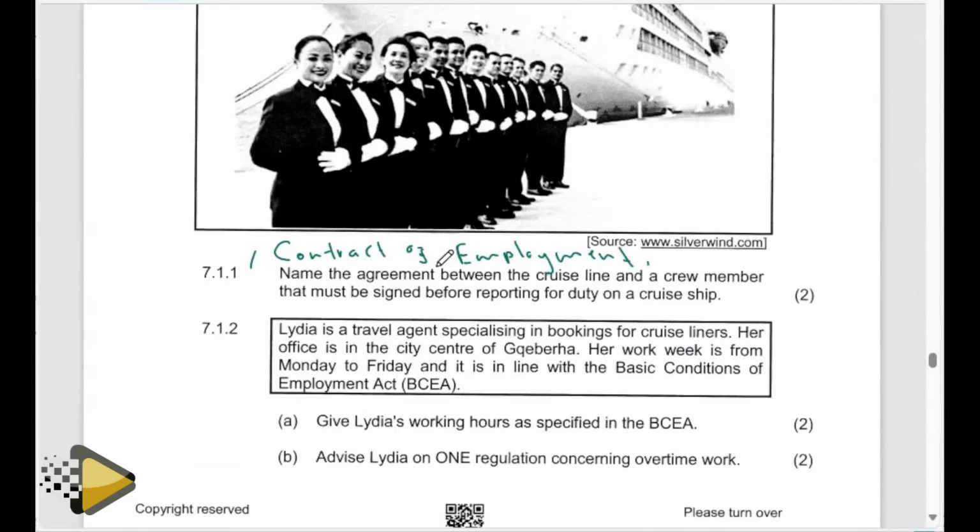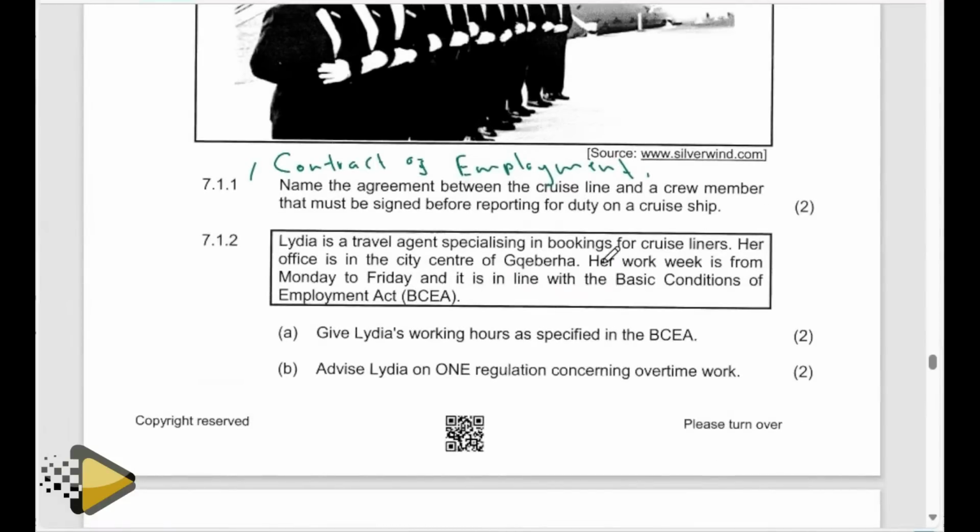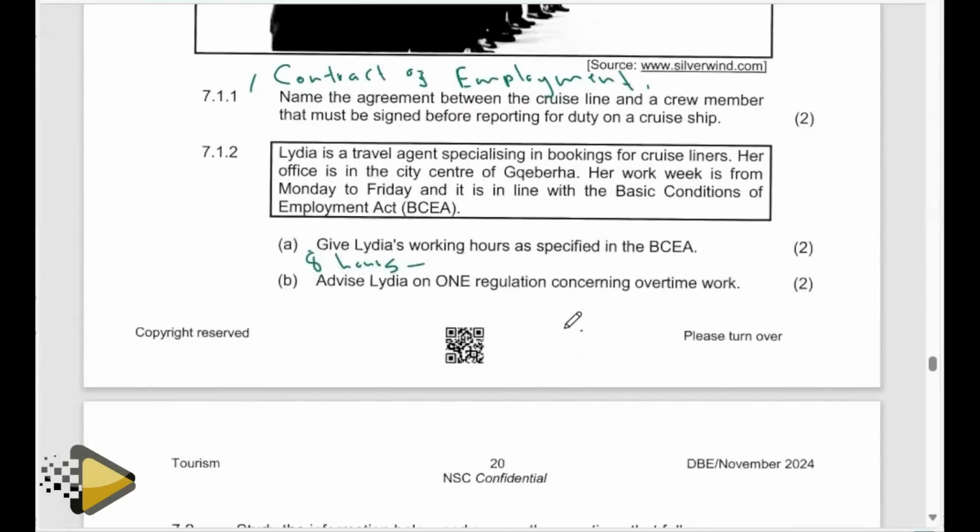Then 7.1.2, Lydia is a travel agent specializing in bookings for cruise liners. Her office is in the city center of Gqeberha. Her work week is from Monday to Friday, and it is in line with the basic conditions of the Employment Act. So the question reads, give Lydia's working hours as specified by the Basic Conditions of Employment Act. So Lydia is supposed to work for a period of 8 hours.